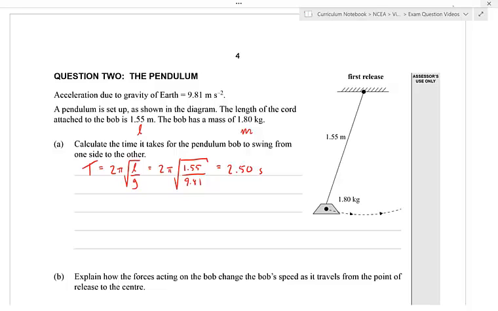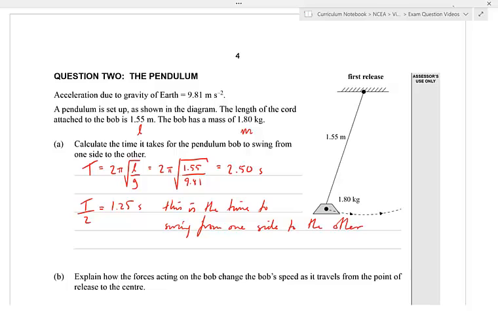One side to the other is only half a period. So the time t over 2 is equal to 1.25 seconds. This is the time to swing from one side to the other. I don't know if we need to write that, but just to avoid confusion, so this is the answer.